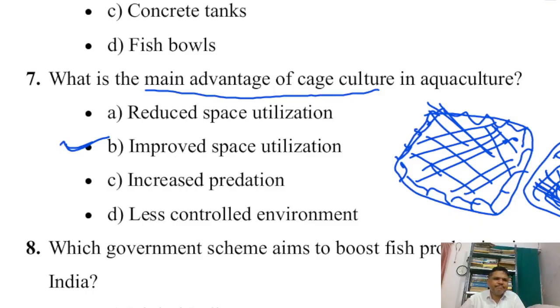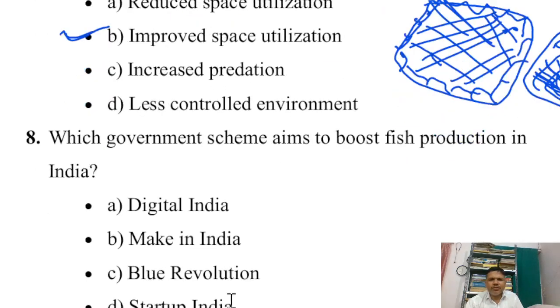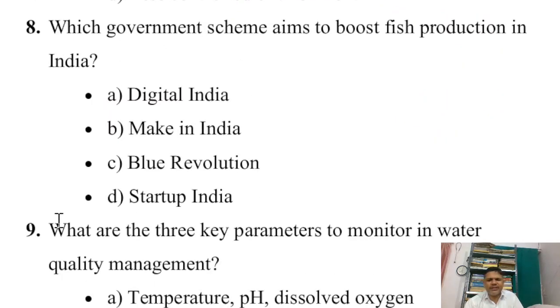Now next question, which is question number 8. Which government scheme aims to boost fish production in India? As we know, the India government has launched the Blue Revolution for increasing the production of fishes in the country. So the correct option in this case is option C, the Blue Revolution.